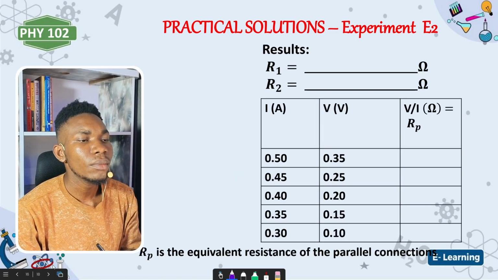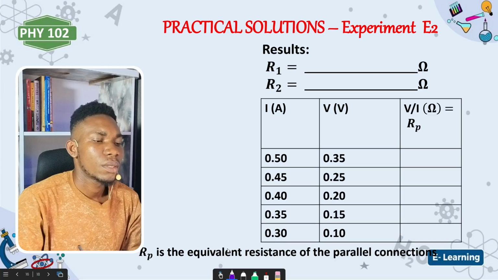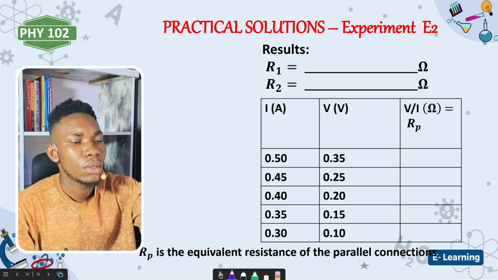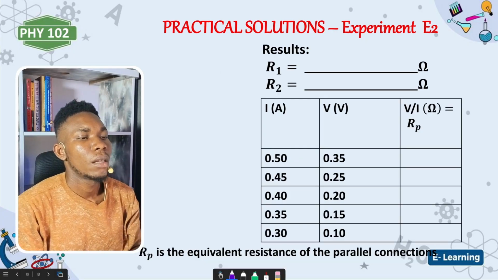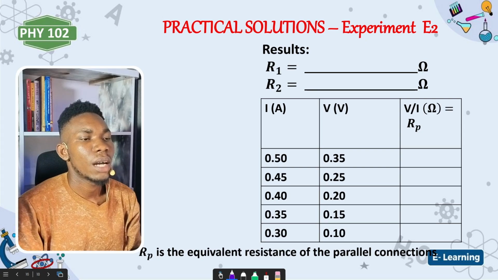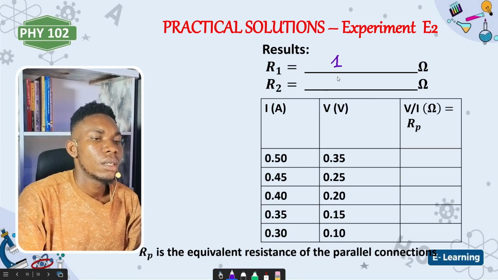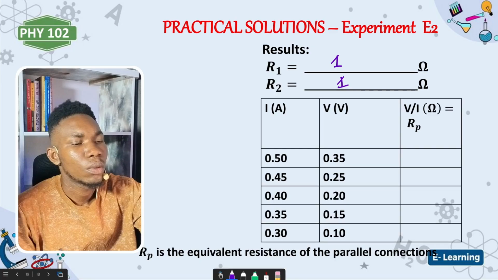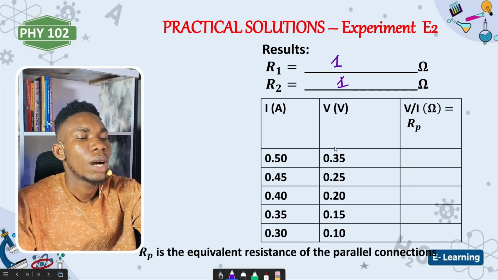Next, this one is for parallel connection. It's a very simple one. You are also given R1 and R2 as 1 ohm respectively. So this is 1 ohm, and this is also 1 ohm. So we are going to work with each of these values you have here.